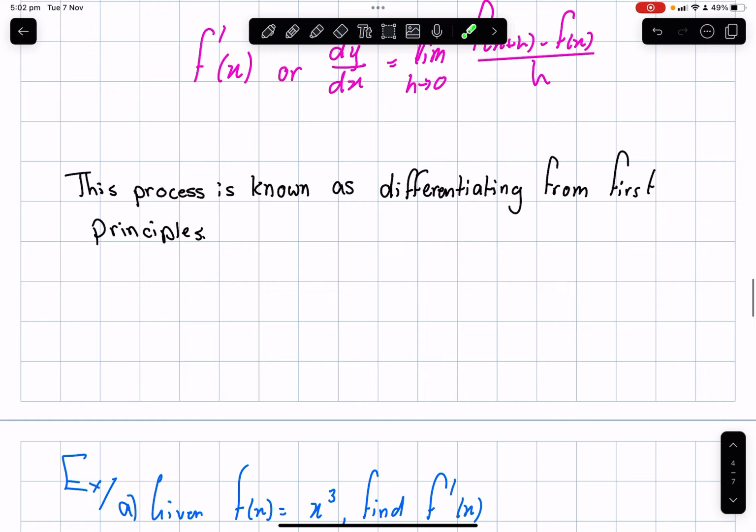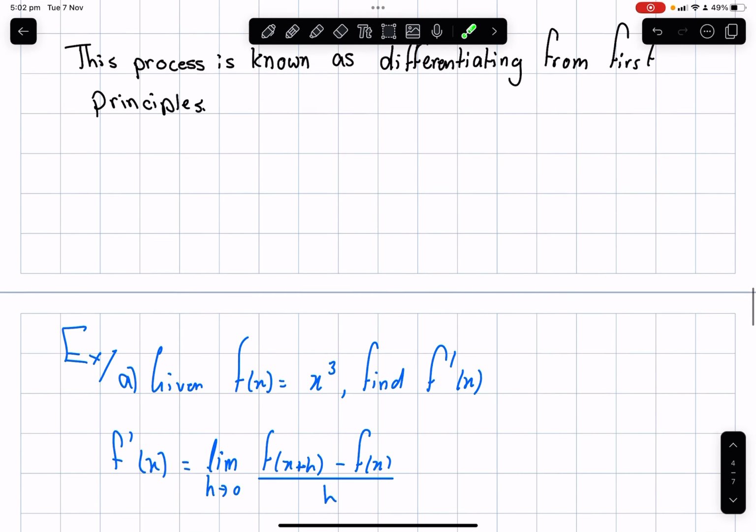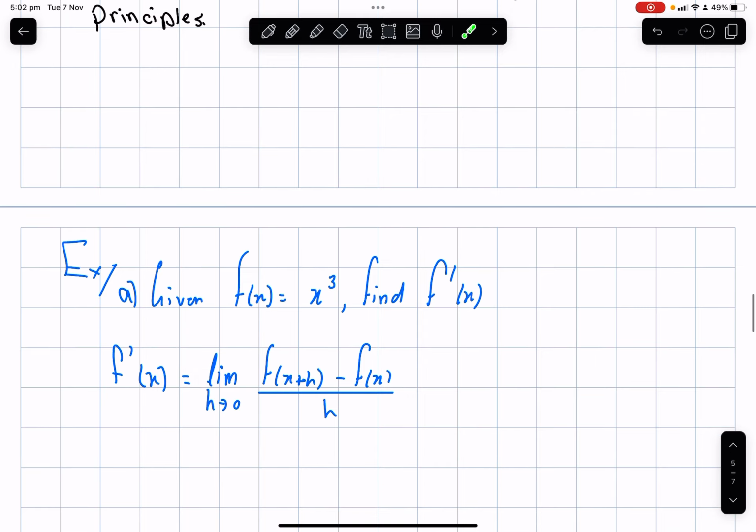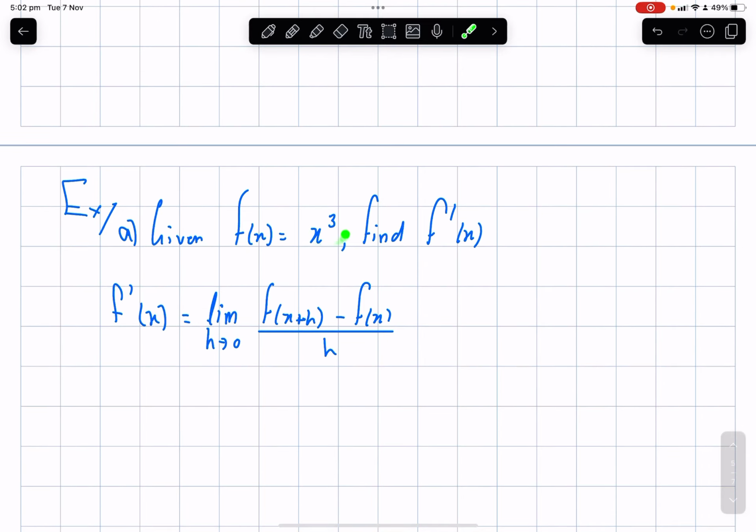So, with that formula, let's find a derivative function. So, given f of x equals x cubed, let's find our derivative function. Now, I've got my formula here. I know f of x, that's my x cubed. So let's write that over here. So f of x equals x cubed. Now that's given to me. But I don't know f of x plus h.